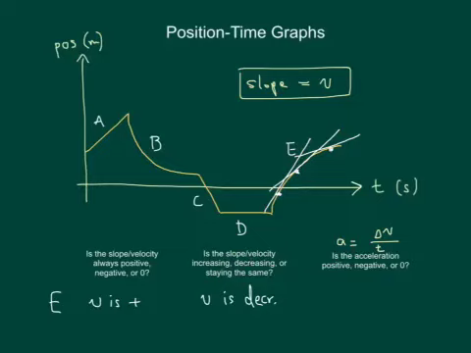The last part is, is the acceleration positive, negative, or 0? Clearly, we don't have 0 acceleration because we do have a change occurring in the velocity. Specifically, the velocity is decreasing. If we have a decreasing velocity, that means a negative change in the velocity. So the numerator would be negative, making the acceleration negative. Acceleration is negative. And that completes our analysis for this example.